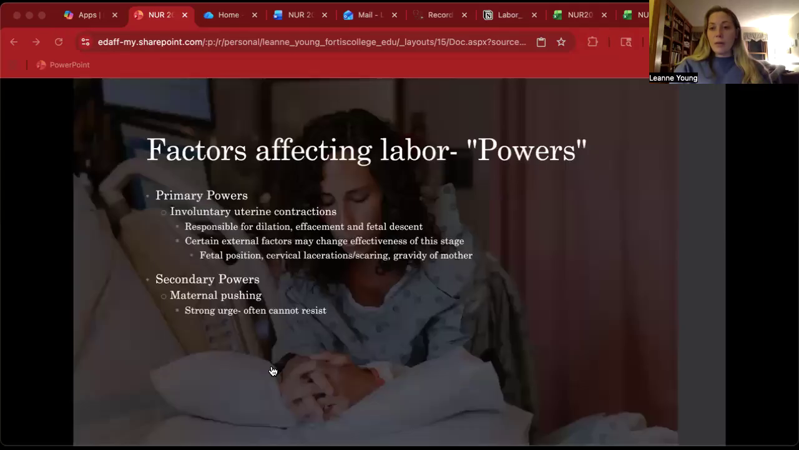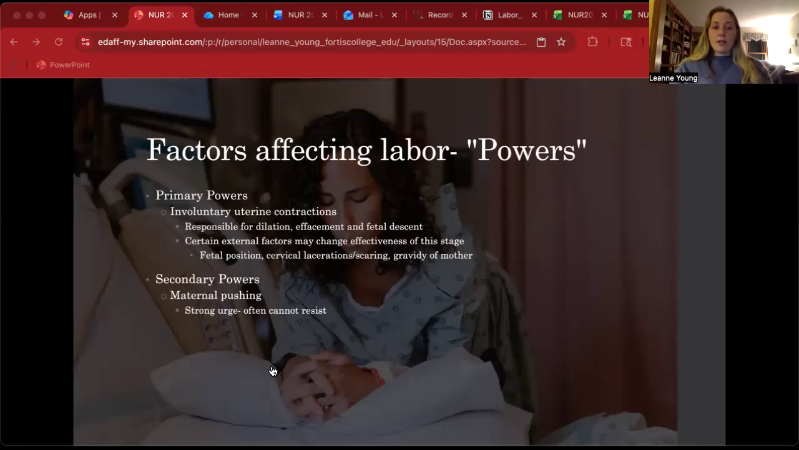Here's our third P for factors affecting labor, which is powers. Okay, so we have passenger, passageway, powers. When we're talking about powers, we're going to split it up into primary and secondary. Primary would be your involuntary uterine contractions. Like I mentioned before, contractions are responsible for the dilation, effacement, and fetal descent. Without appropriate contractions, we're not going to have any of those things.